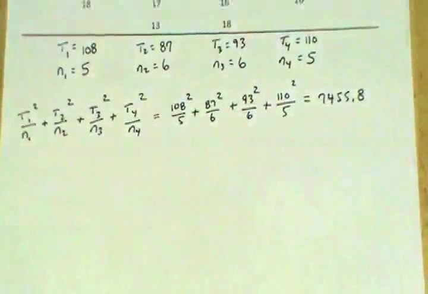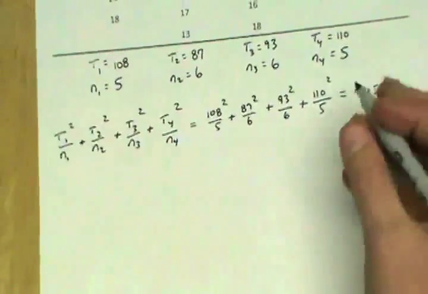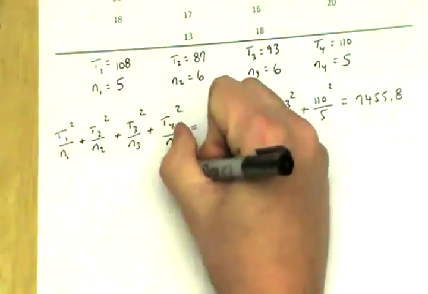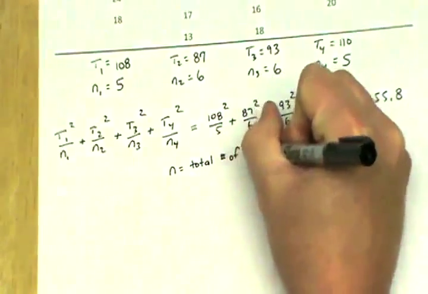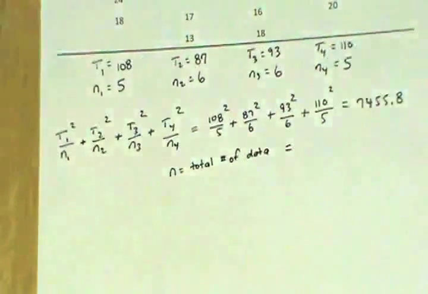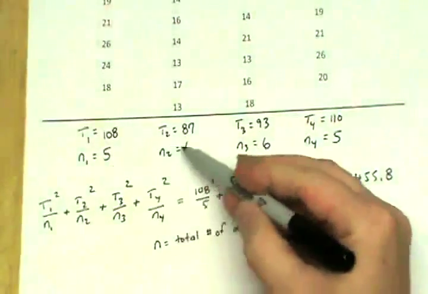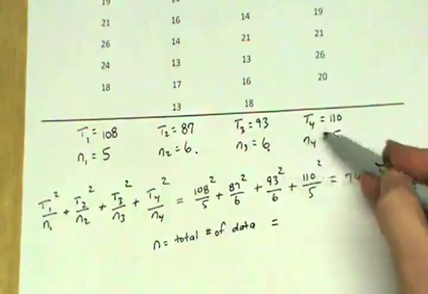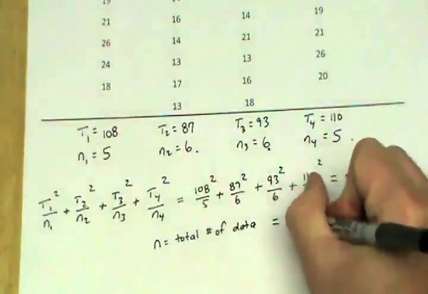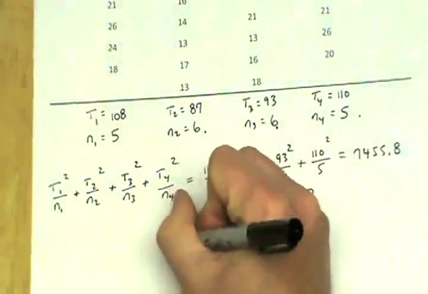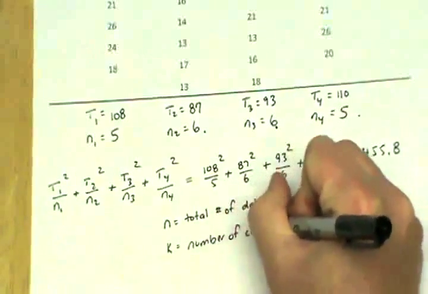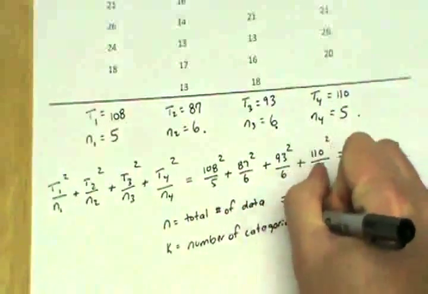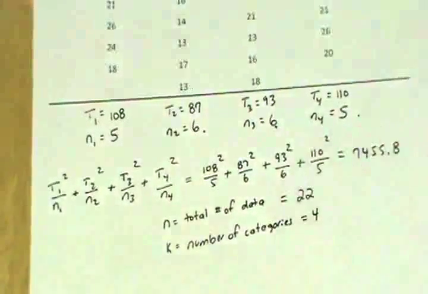Now, next, I would like to find N. N is the total number of data. And we had 5 here and 6 here is 11, and 6 here is 17, and 5 here is 22. So 22 is the total number of data. K is the number of categories. There were 4 tellers, so 4 categories.